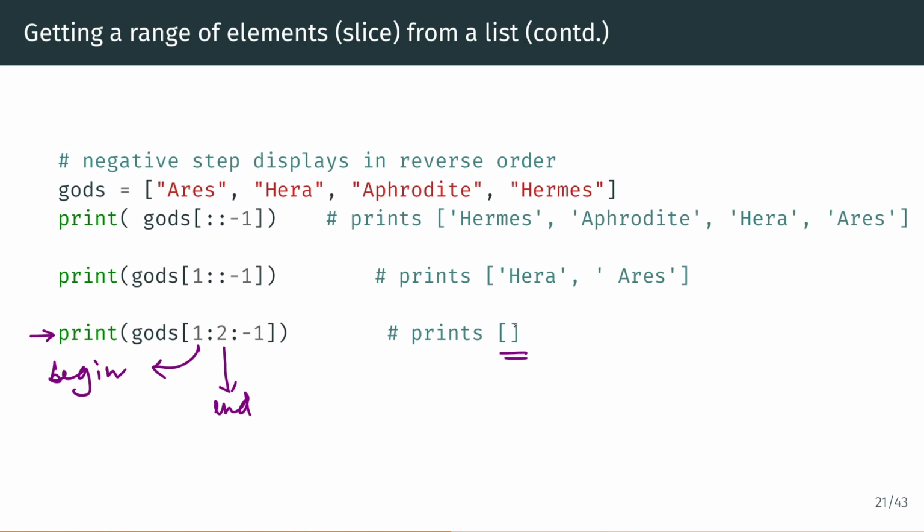Why? Because what you're saying is print starting from the first element, so from Hera, all the way up to the second element, Aphrodite, but not including it, but go in the reverse direction from here. So you will never reach Aphrodite. If you start from index 1, you will never reach index 2 if you go backwards. You'll reach index 0 and -1 and so on, but you never reach index 2, which is why this prints nothing. Empty list.